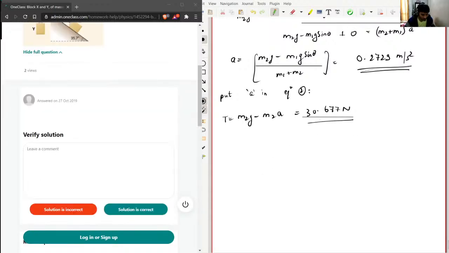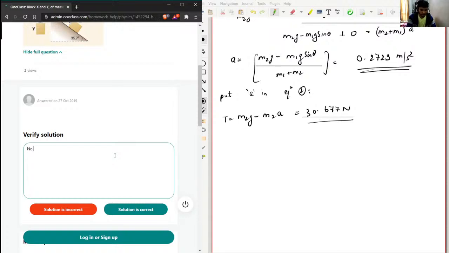Now I'll just check. There is no solution given here. So I'll just say that the solution is incorrect because no solution is given, or it is not visible.